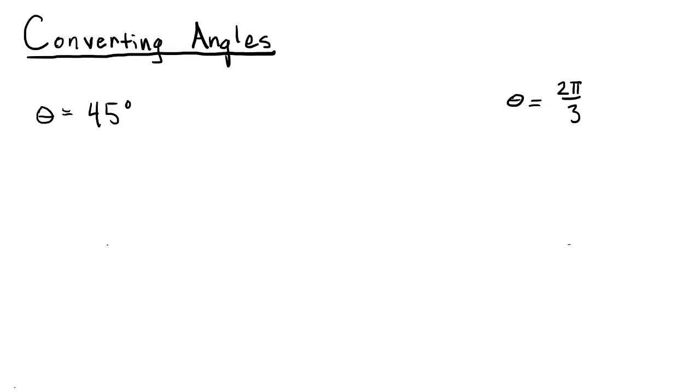And let's say we want to convert this one to radians and this one to degrees. So how are we going to accomplish that? Referencing last video, we figured out that 360 degrees was equivalent to 2 pi. So we're going to simplify that a bit by dividing by 2. Now we're going to have something like this. 180 degrees is equal to pi.